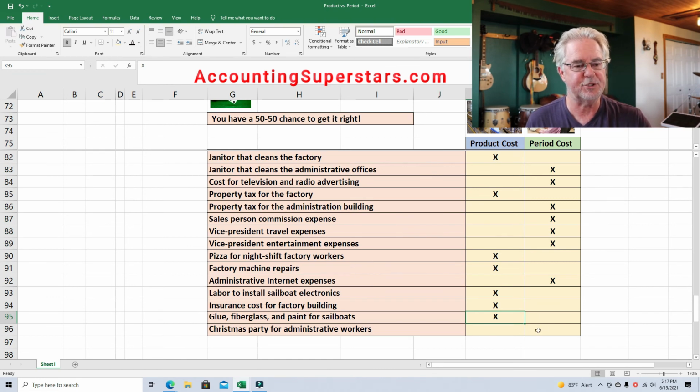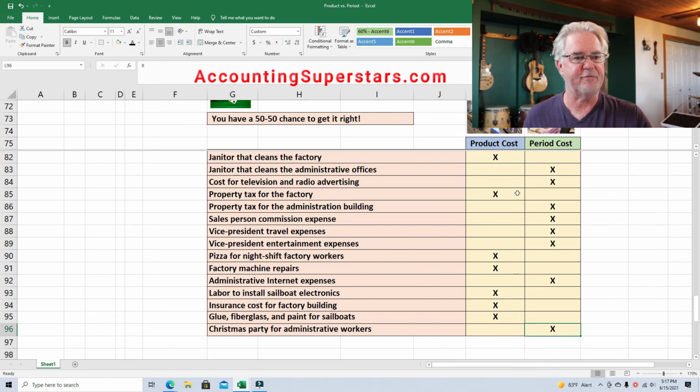Christmas party for the administrative workers. Well, that's a period cost because it's the administration. I hope they have a Christmas party for the factory workers too, but I didn't write it down because I think by now you're getting the idea.